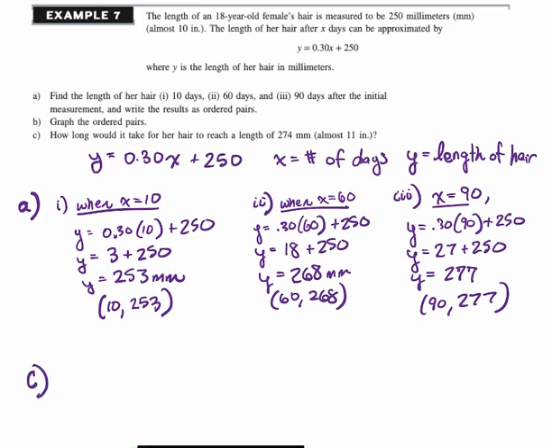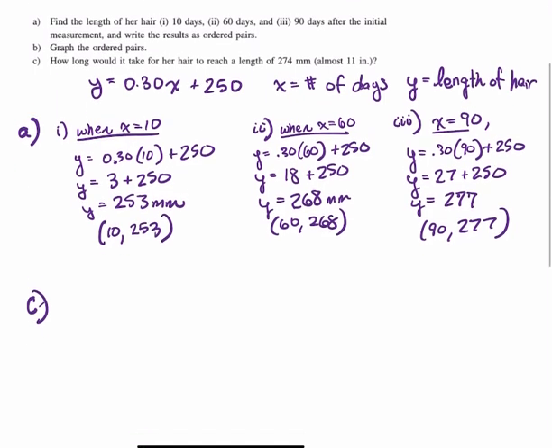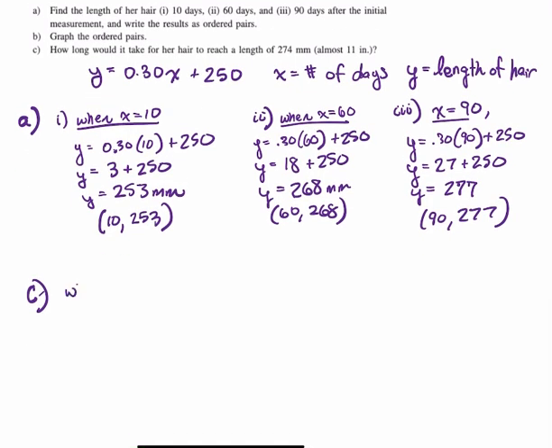C asks, how long would it take for her hair to reach a length of 274 millimeters? So remember, y is the length of the hair, so this time they're giving us a y value and want us to solve for x, and that will tell us the number of days that will pass in order to produce that length of hair. So we can say when y equals 274, let's replace that in our equation and then solve for x.